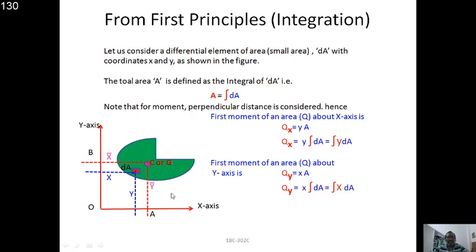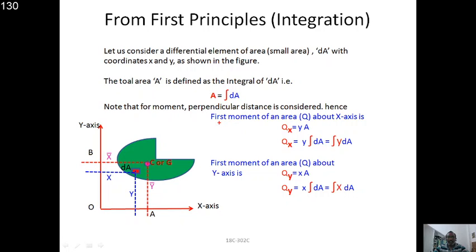If the total area is denoted here as capital A, in the total area we are considering only a small part, dA. That dA has to be a representation of the whole area. Hence, in order to get the whole area from the small differential element area, we need to integrate, that is nothing but summation. So for the summation, A is equal to the integral of dA.